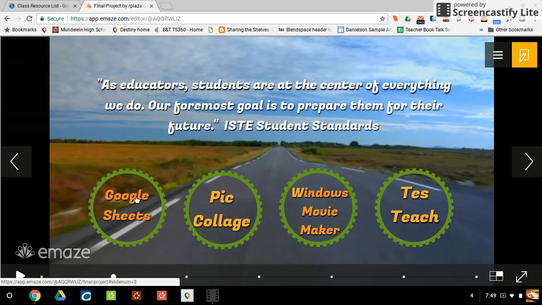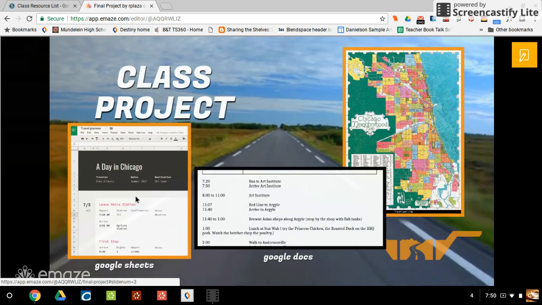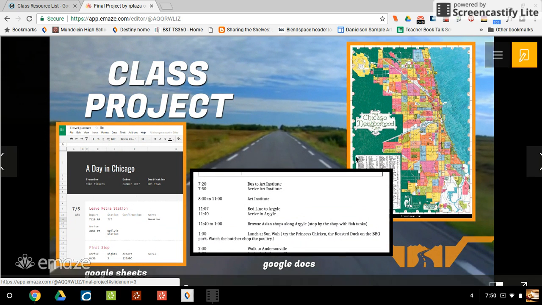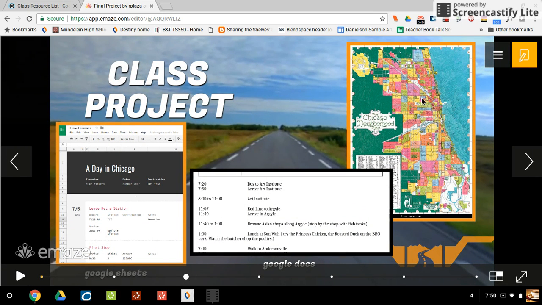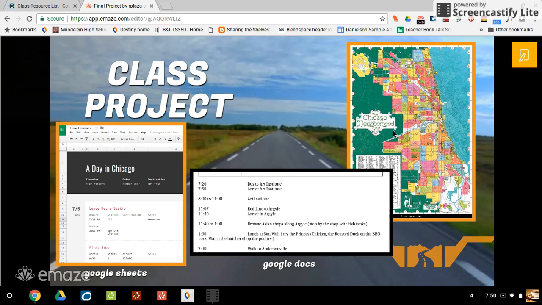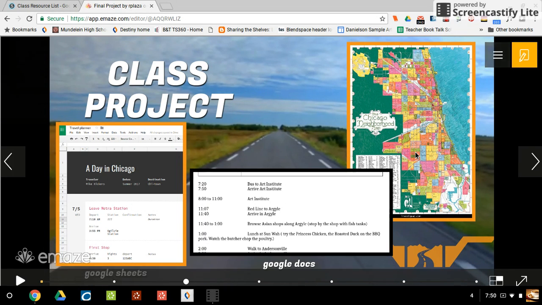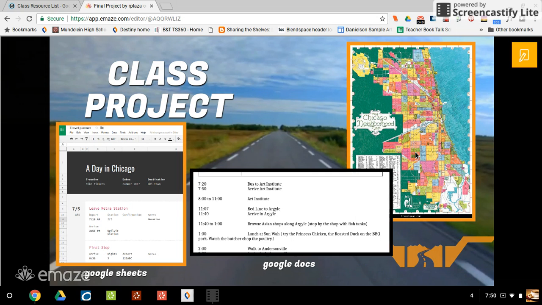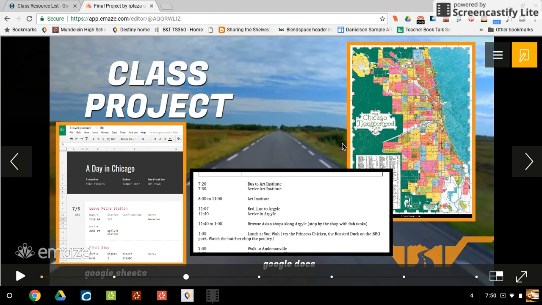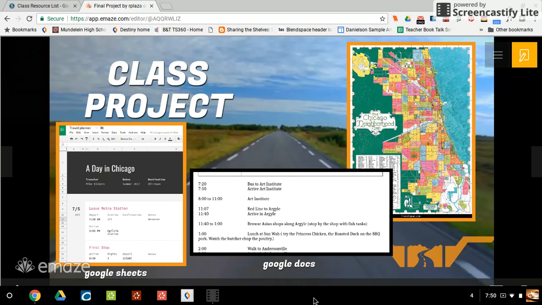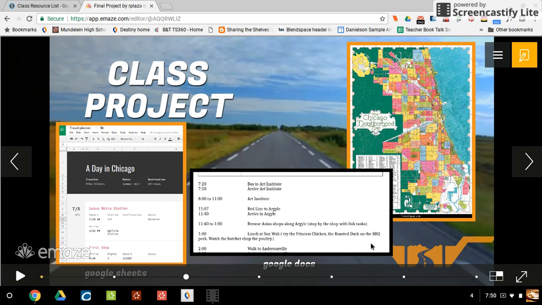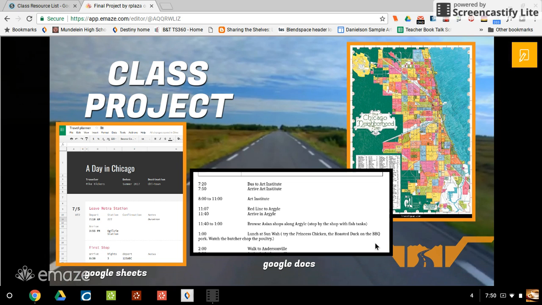The first one is a project that we used for writing a Ferris Bueller kind of day in Chicago for a freshman English class. The teacher wanted the students to write a narrative. I got together resources for the students to use to explore neighborhoods, sites, great ethnic restaurants in Chicago. And he gave this sample here, the Google Docs sample, that shows like an itinerary.